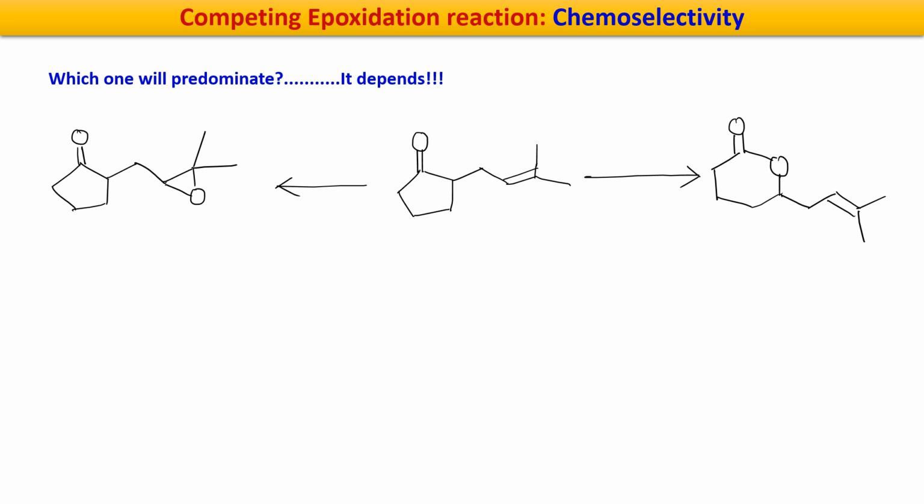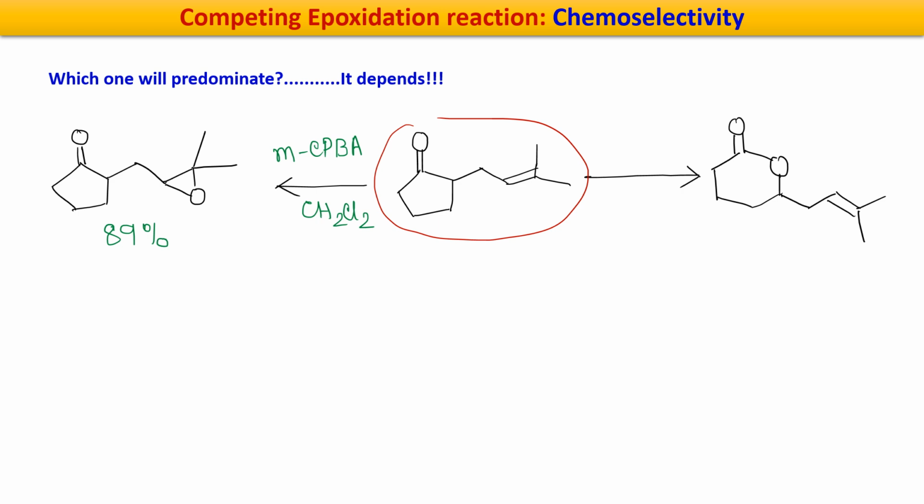Now the chemoselectivity part, we will end with this. Which one will predominate depends on conditions. Chemoselective means, if this is our substrate, you can see there is a C=O and there is a C=C. Now when you are using peracid, there is a chance that the C=C can undergo epoxidation. So that is chemoselectivity: which group will actually take part in the reaction, the C=O or the C=C? Which will predominate depends on several factors.